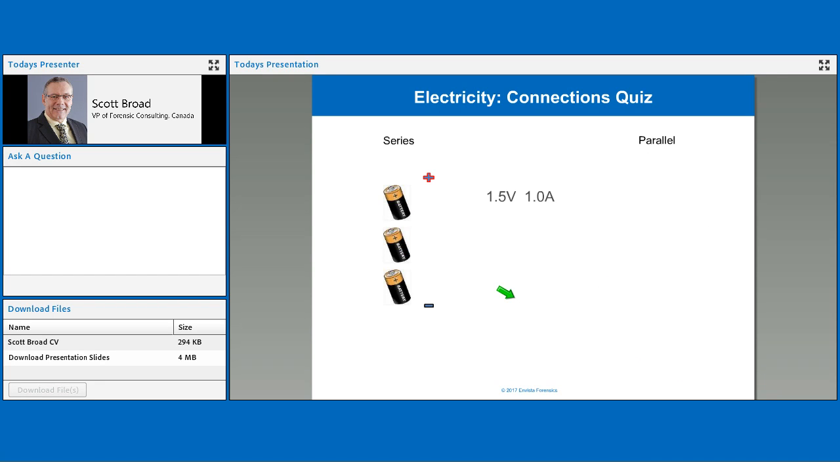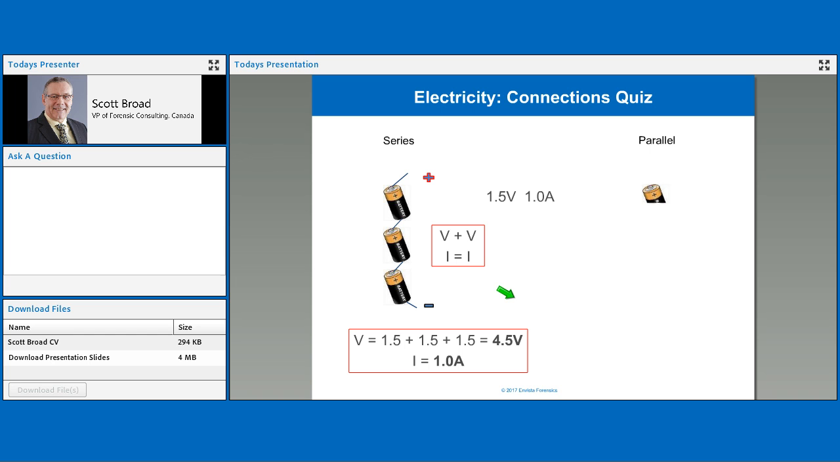So let's put some math to that and it may make a bit more sense. If our battery creates 1.5 volts and 1 amp, and we connect them all together in series, we know that voltage adds, so we have 1.5 plus 1.5 plus 1.5, which is 4.5. And we know that the current output doesn't change in a series connection. So in this case, we have 4.5 volts and 1 amp. This will make a lot more sense when we start showing you on a panel.